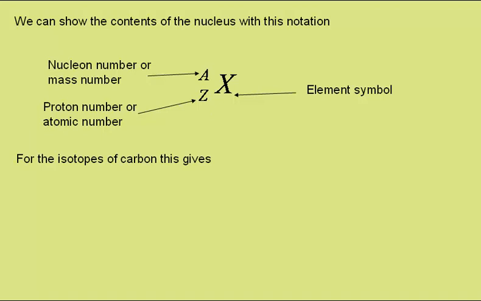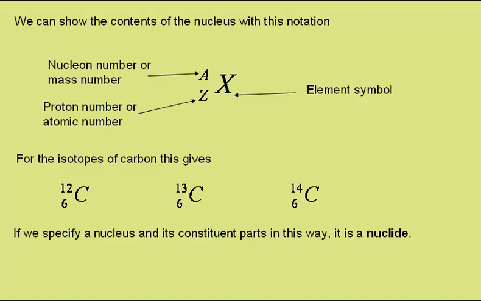For the isotopes of carbon, this would give the following. This is carbon 12 with 6 protons and 12 nucleons. Carbon 13 with 6 protons and 13 nucleons. And carbon 14, 6 protons and 14 nucleons. We can work out the number of neutrons by taking the number of protons away from the number of nucleons. If we specify a nucleus and its constituent parts in this way, it's what's called a nuclide.